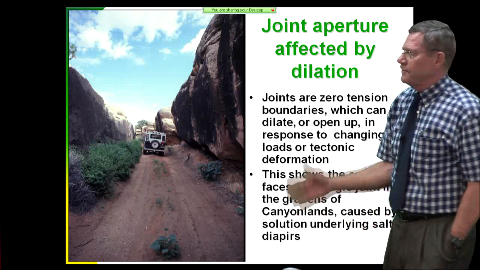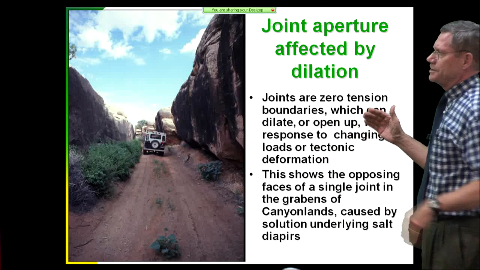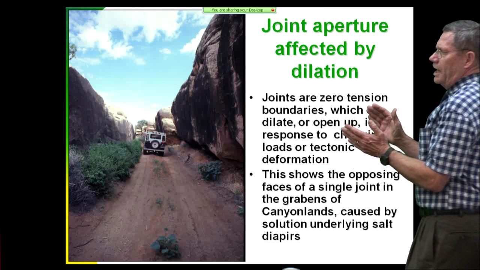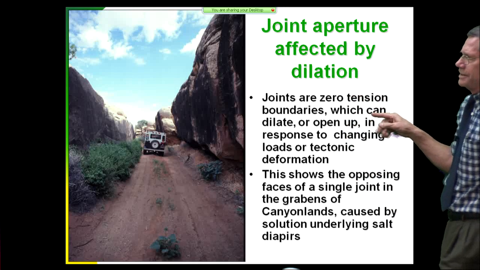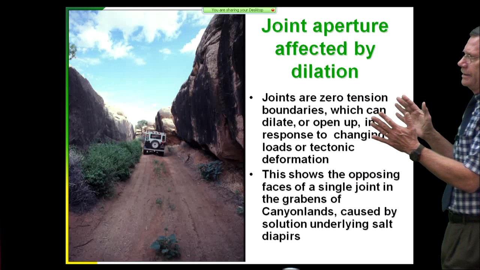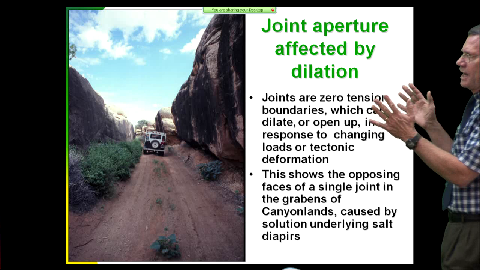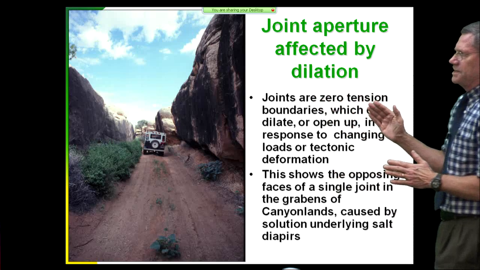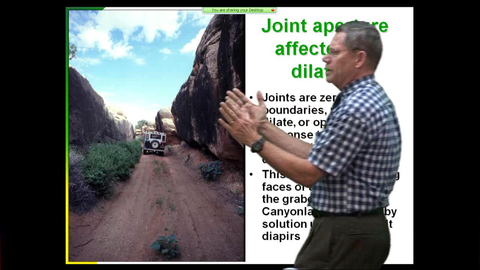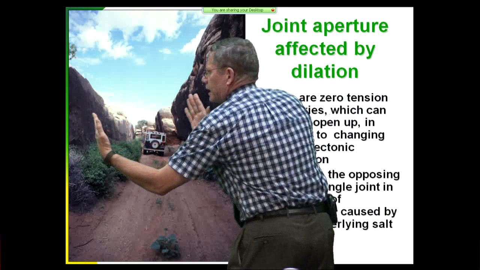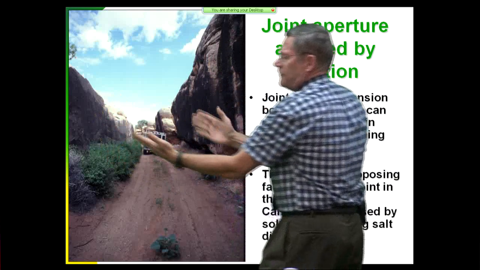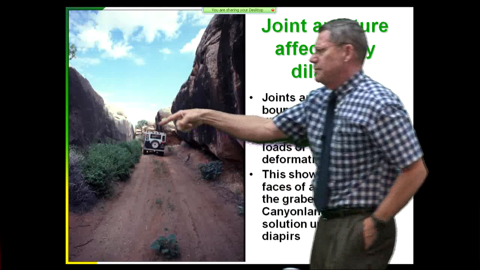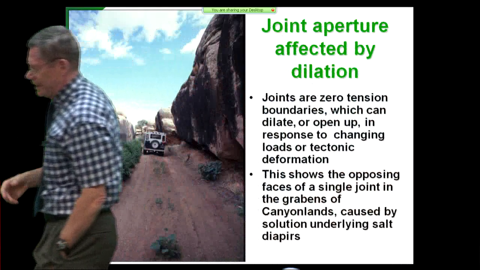Joint aperture is also affected by dilation. So joints are giant zero tension boundaries. So they can open up, they can dilate in response to changing loads. This is actually the opposing faces of a giant graben in Canyonlands National Park. Now, this is where I fell in love with geology. I bought a Jeep when I was 18 years old. I was a freshman in college.